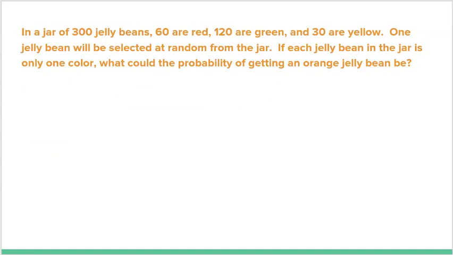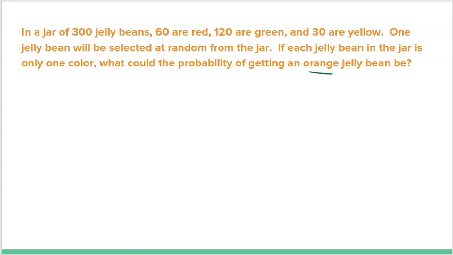All right, next question here, final question. A jar of 300 jelly beans, 60 are red, 120 are green, 30 are yellow. 1 jelly bean will be selected at random from the jar. If each jelly bean in the jar is only one color, no double color jelly beans, what could the probability of getting an orange jelly bean be? Now, at this point, you might be like, what? Orange jelly bean? Didn't mention orange jelly bean.